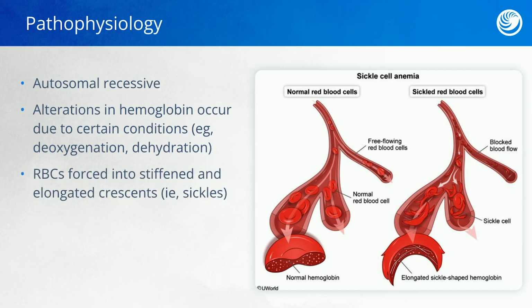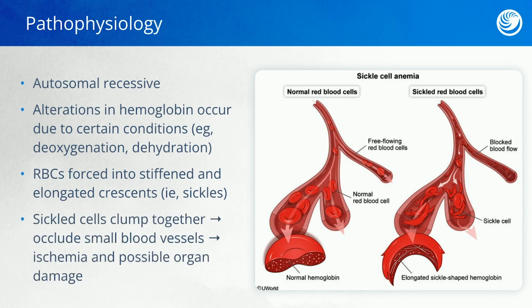Let's look at the image on the right. On the left, I see a normal hemoglobin cell. It's nice and round versus what? That elongated sickle cell-shaped hemoglobin on the right. When this happens, they clump together and they can occlude in small blood vessels. So this can cause ischemia maybe in your hands or feet or even organs.